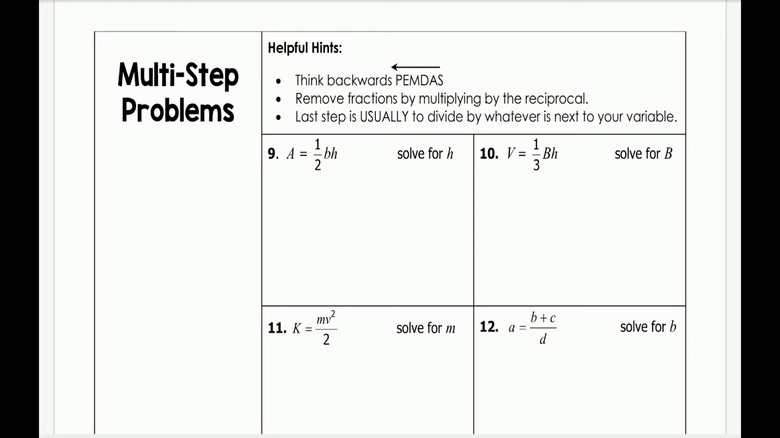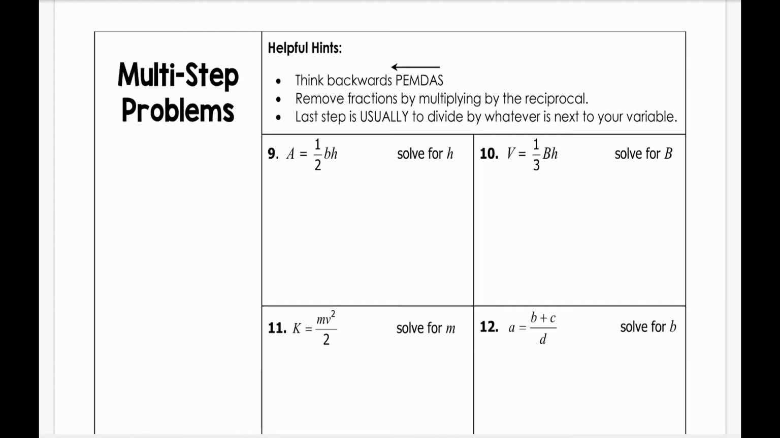Then we're going to have to remove fractions by multiplying by the reciprocal. Remember that a reciprocal of a fraction is just whenever you flip it. And the last step is usually to divide by whatever is next to your variable. So whether it be 2, 5, 13, whatever, you're going to divide by that so that you go ahead and finish off whatever you have. So let's look at number 9.